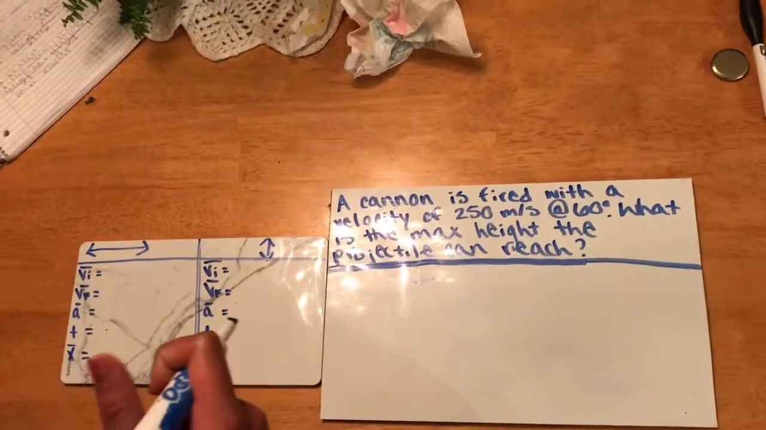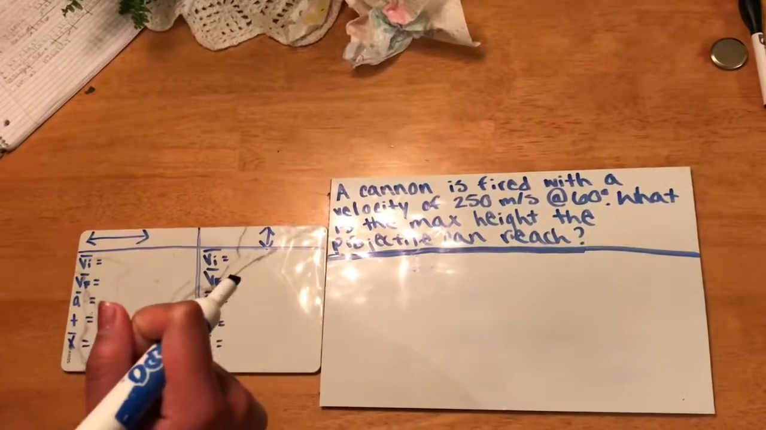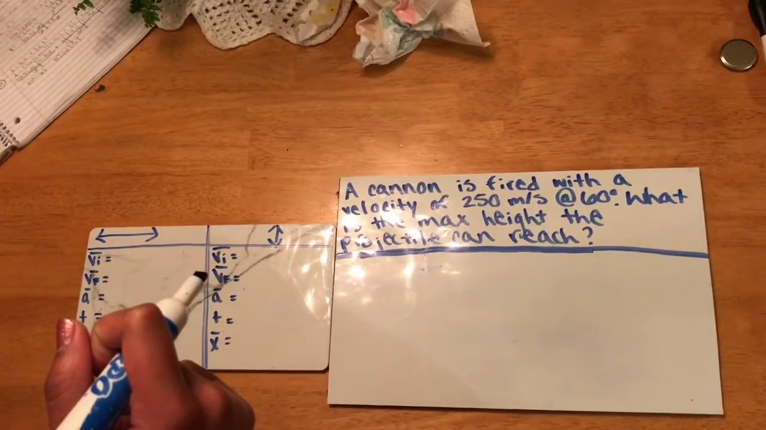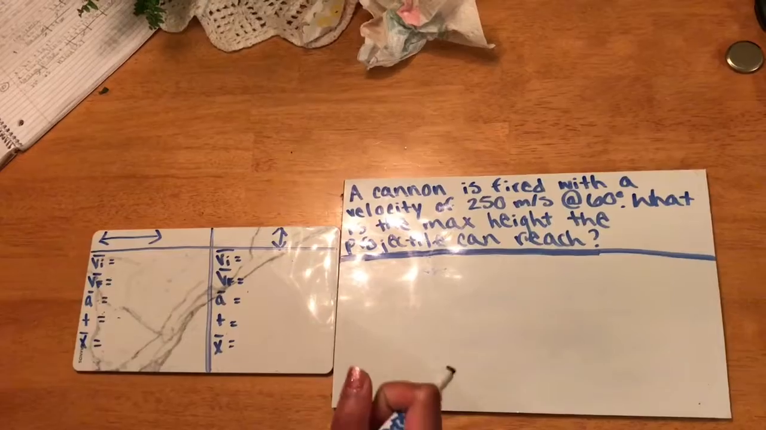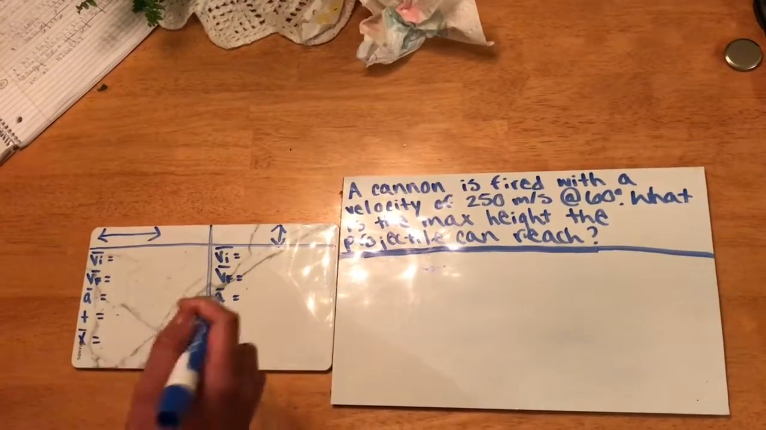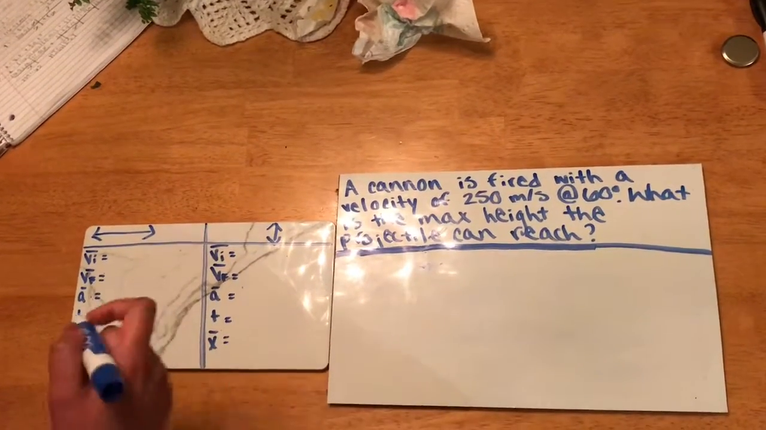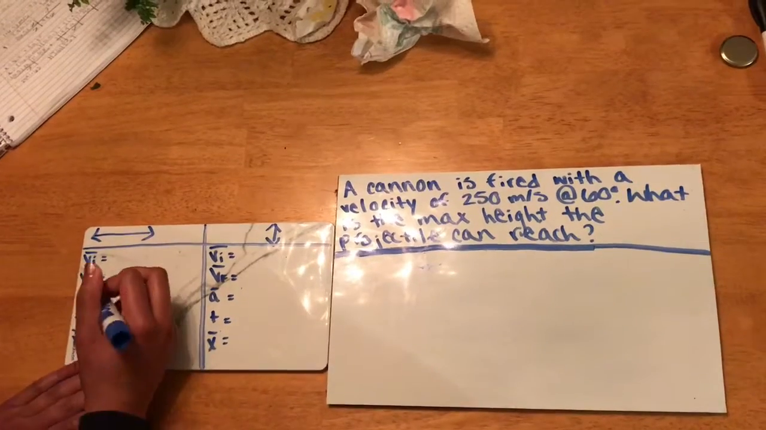My projectile problem is a cannon is fired with a velocity of 250 meters per second at 60 degrees. What is the maximum height the projectile can reach? We'll start with filling out our chart and what we can figure out based off of this problem, which is really only the acceleration right now.